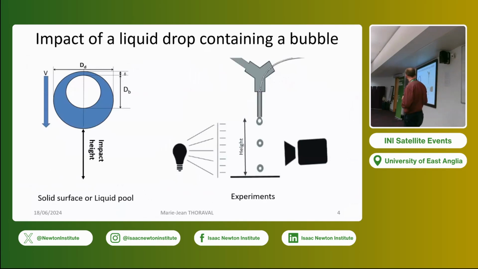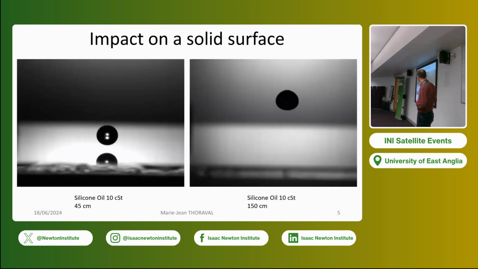So the geometry that we look at is we put a bubble inside the drop, we let it impact on a surface. It can be either a solid surface or a liquid pool. The way we do that experimentally is we put a coaxial needle where we put the liquid from one side, and we get a small needle inside to put the bubble. We inject it with a small pressure pulse so that the bubble can form, and then we release the droplet to impact on the surface.